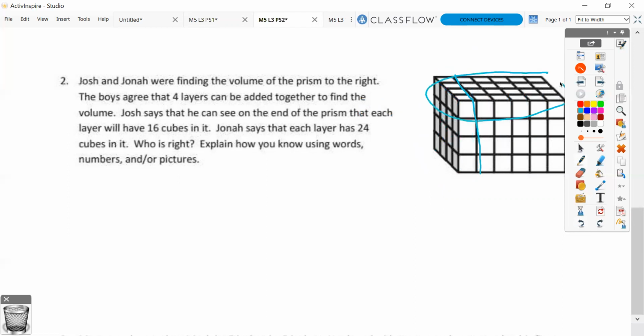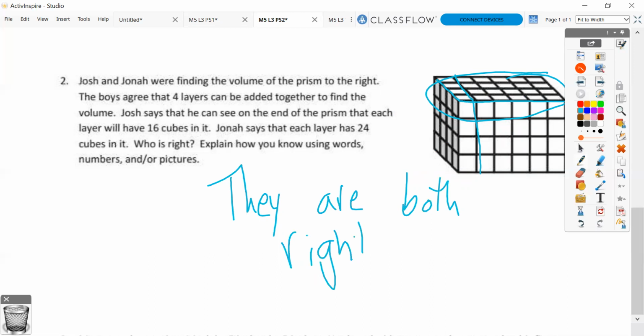Well, let's look at the top layer. Well, that's a 4 by what? 1, 2, 3, 4, 5, 6. 4 by 6. Well, 4 by 6, and if I counted all those cubes, that would be 4 times 6 is 24. So who's right? Well, they're both right. They are both right. It just depends on, they are looking at different layers, right?